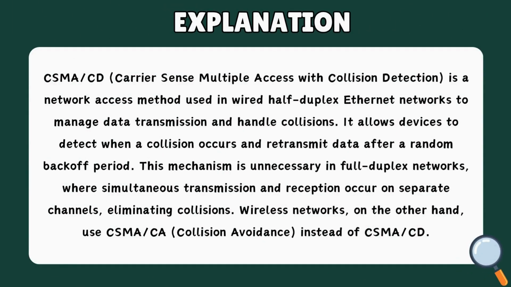CSMA/CD, Carrier Sense Multiple Access with Collision Detection, is a network access method used in wired half-duplex Ethernet networks to manage data transmission and handle collisions. It allows devices to detect when a collision occurs and retransmit data after a random back-off period. This mechanism is unnecessary in full duplex networks, where simultaneous transmission and reception occur on separate channels, eliminating collisions. Wireless networks, on the other hand, use CSMA/CA, collision avoidance, instead of CSMA/CD.